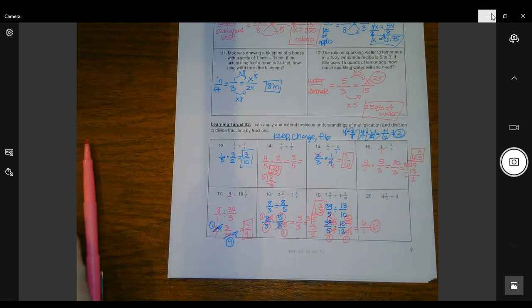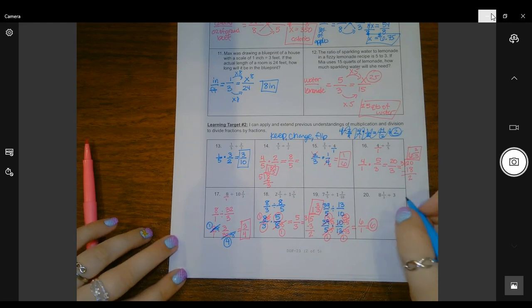All right, are you feeling pretty proud of yourselves? Okay, last one for this section.